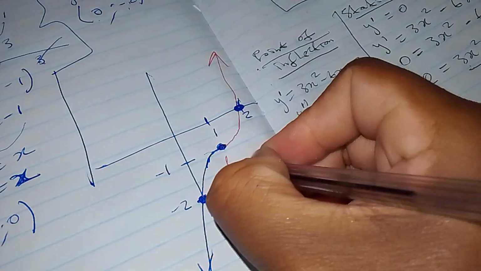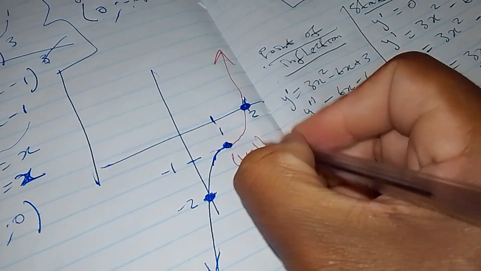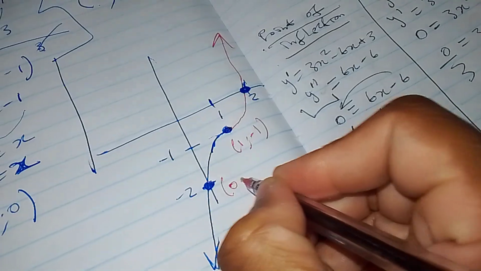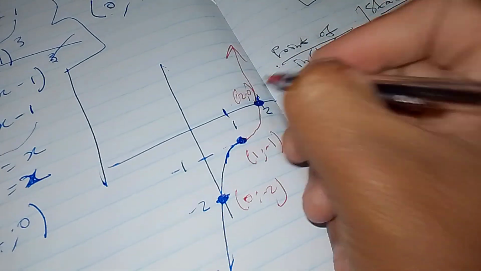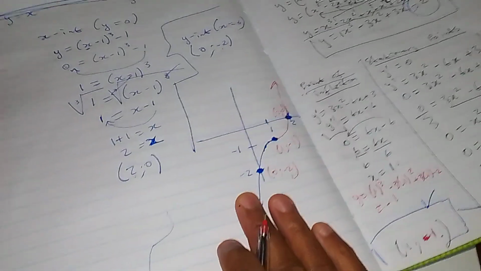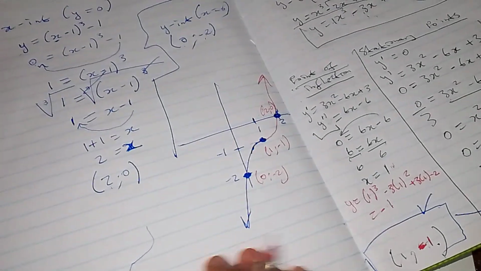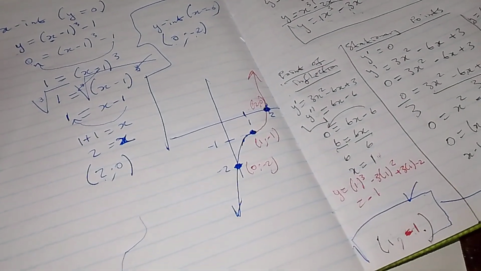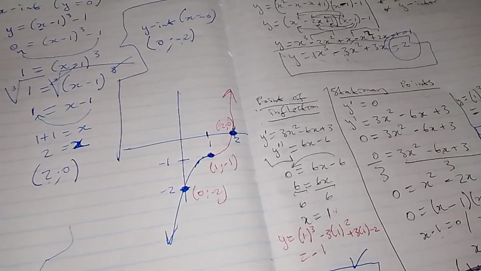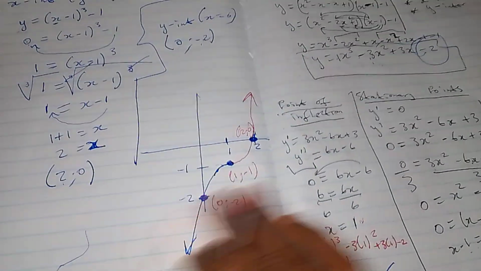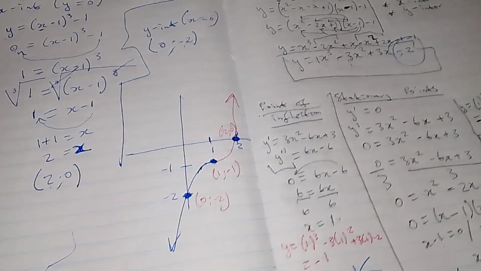Then we can label it here 1 and negative 1. And this one is 0 and negative 2. And this one is 2 and 0. So we have this graph as well. Normally they love these ones when you are doing what we call the supplementary exam, or you are upgrading your grade 12 maths, so they will give you this one. So that is what we have.